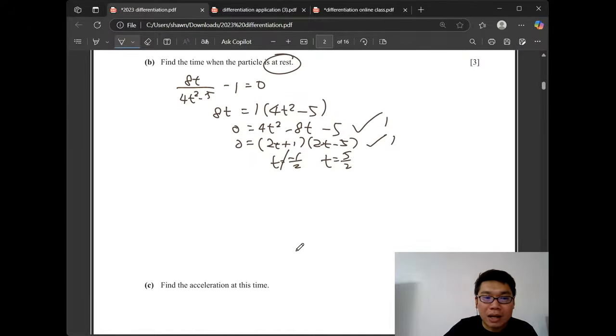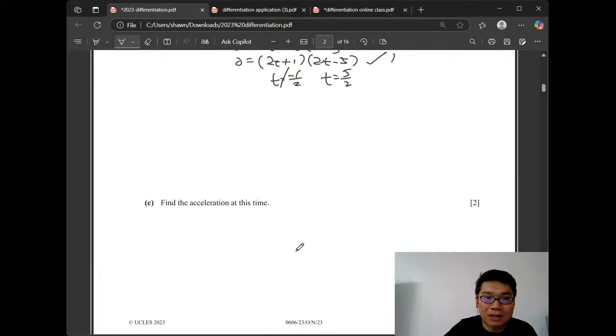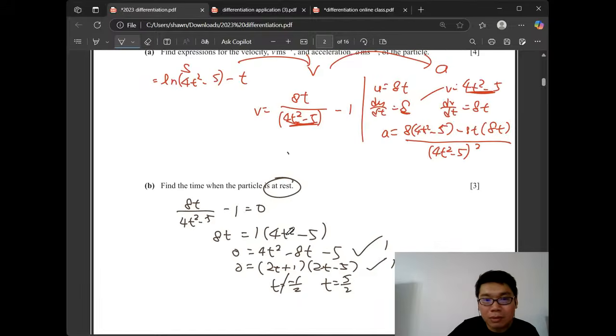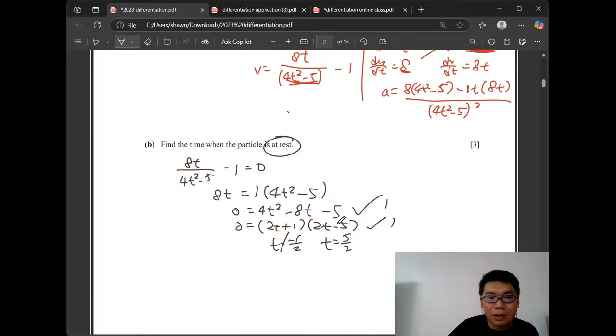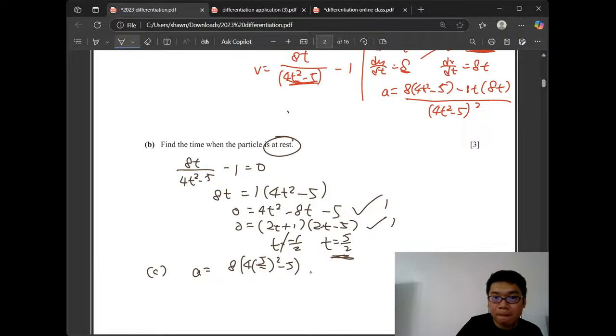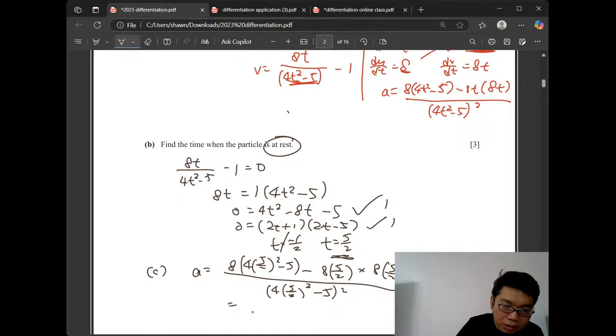So find the time when the particle is at rest, we already know this. And then they ask you to find the acceleration. Acceleration is easy, just apply the formula here. So for part C, find the acceleration at this time. We just substitute in these. After this, you can key in the calculator directly to get the answer, which should be negative 3 over 2... 5, sorry.